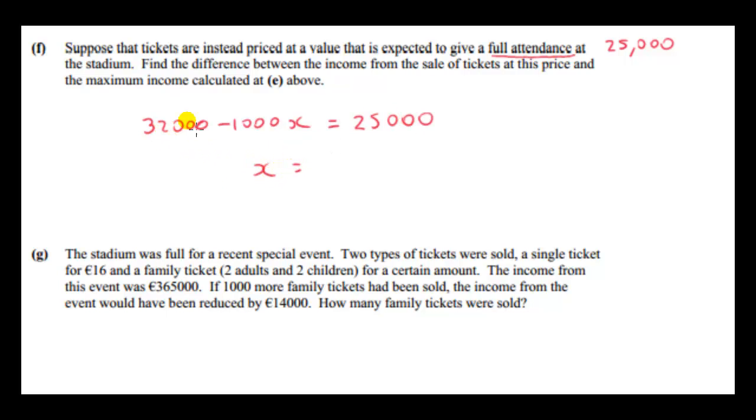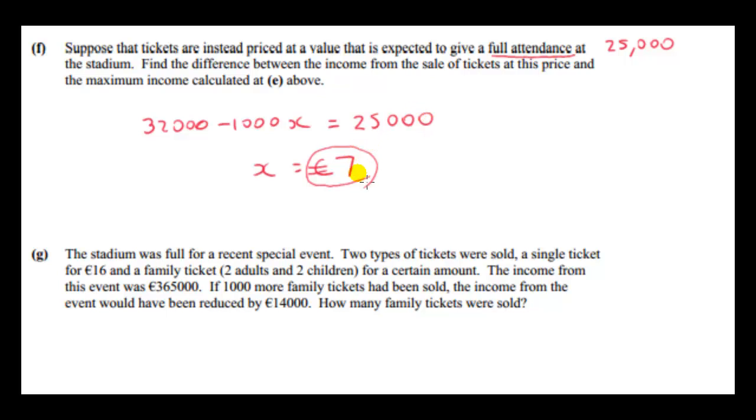So subtract 32,000 from both sides and divide by minus 1,000. So that's going to give you minus 7,000 divided by minus 1,000. So that's going to give us 7 euros. So when the ticket price is 7 euros, the expected attendance is 25,000 people. So that will fill the stadium. That's the maximum number that the stadium can hold.